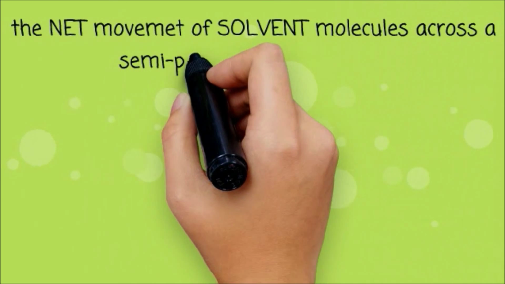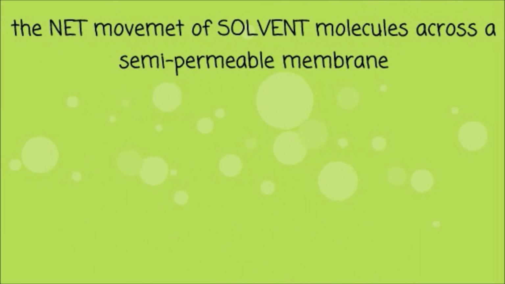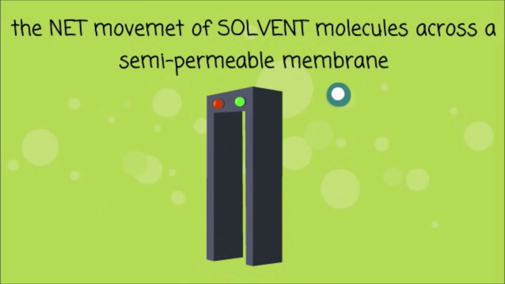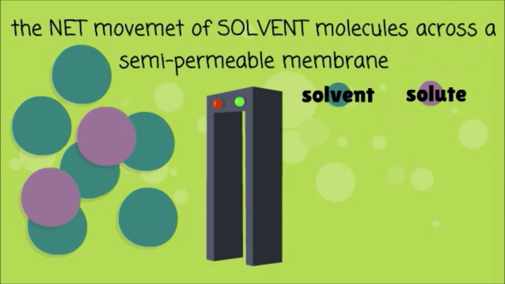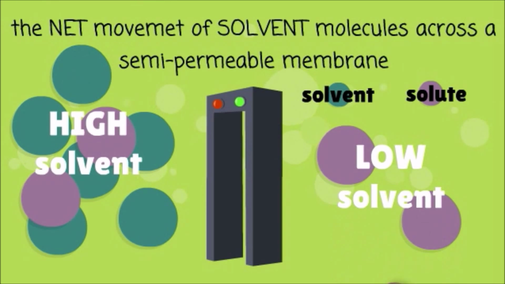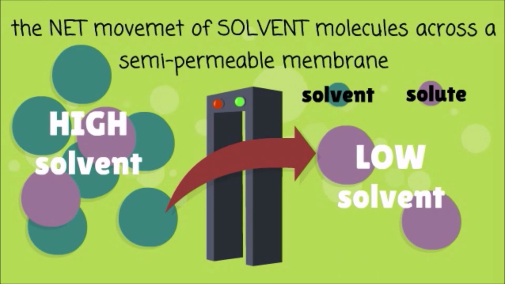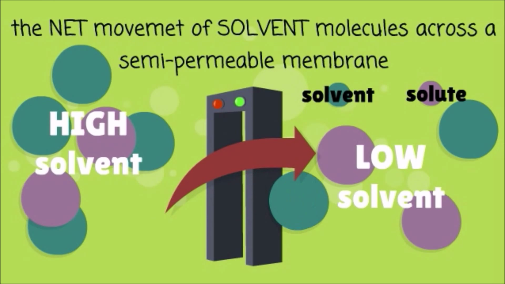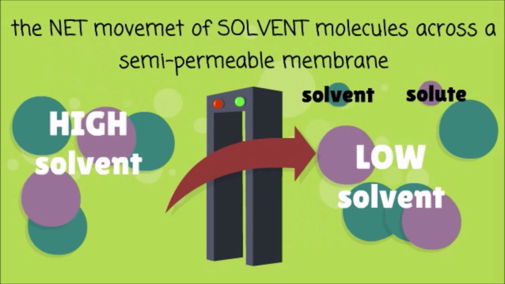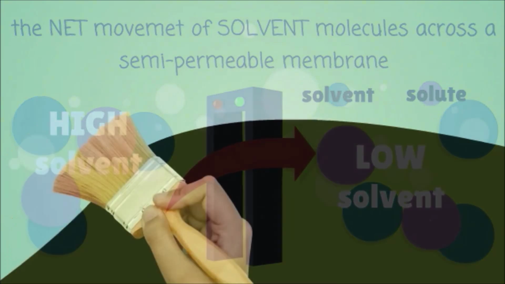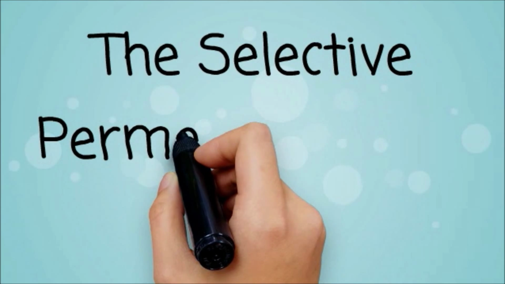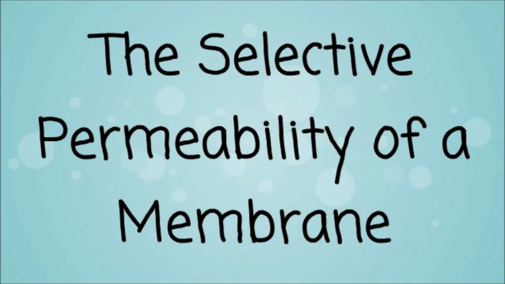Osmosis is the net overall movement of solvent molecules across a selectively permeable membrane from an area with a high concentration of solvent molecules to an area of lower concentration of solvent molecules. As seen in this animation, water molecules move from the side of the semi-permeable membrane from which they are more concentrated to the side where they are less concentrated. The selective permeability of a membrane.